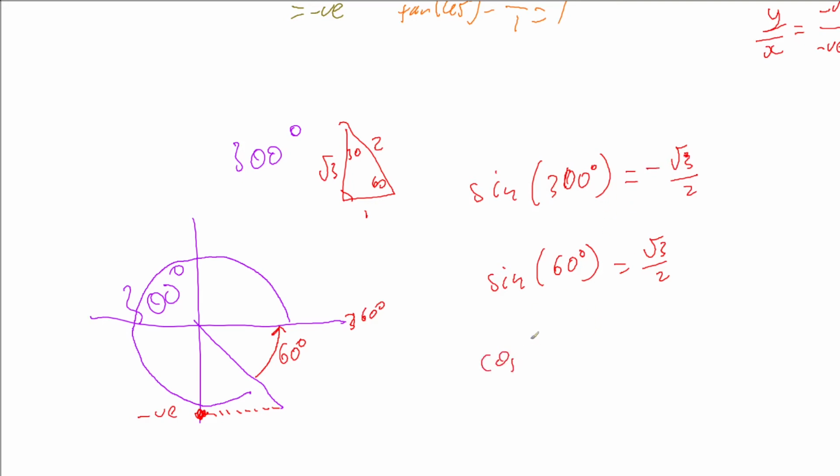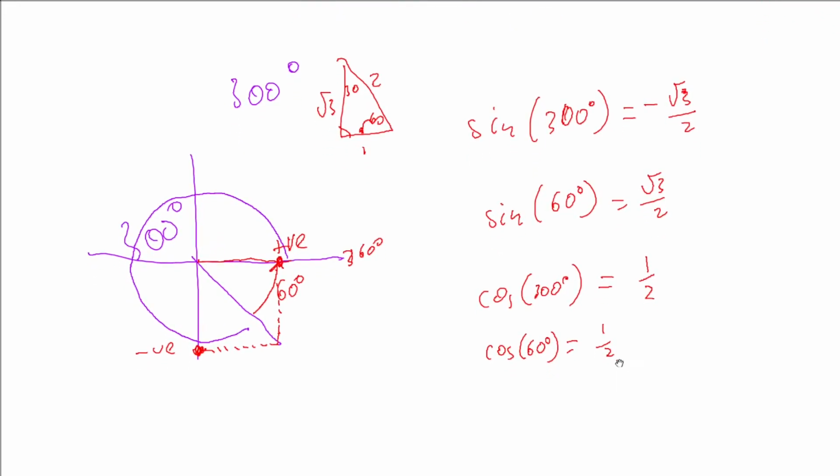Looking at the cos of 300 degrees, well, cos of 60 degrees, our adjacent side is 1, our hypotenuse is 2, so I'm going to have a half. So cos of 300 is also going to be a half, but is it going to be positive or negative? Taking this up to the x-axis, that's now in the positive realm of the x-axis because we have positive numbers here, so it's going to be positive a half.